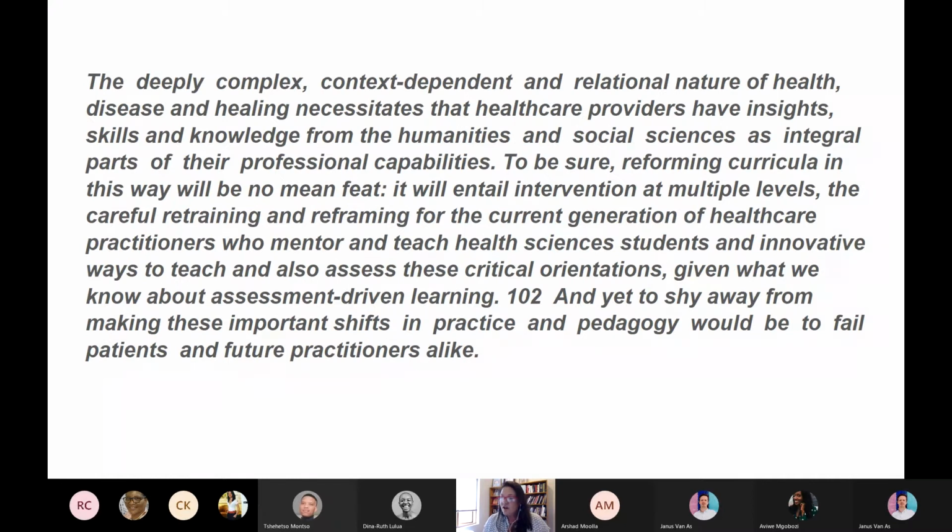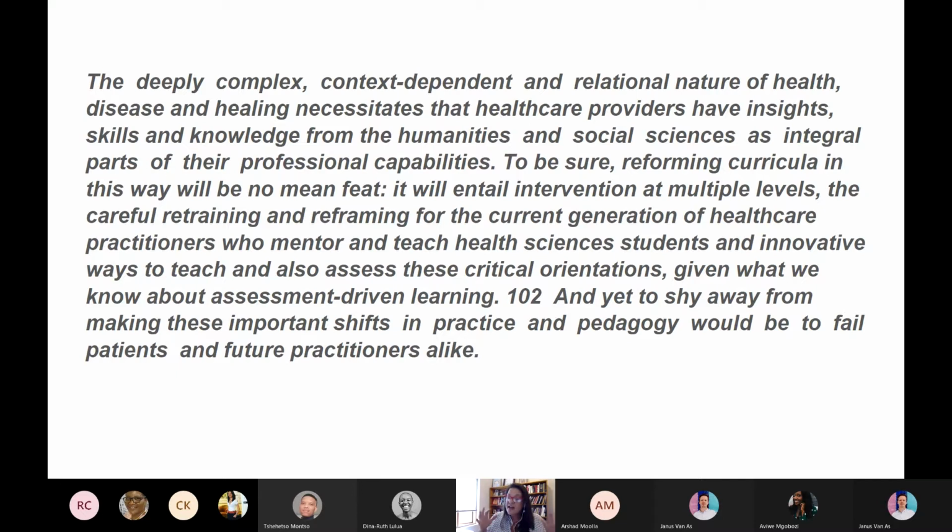They argue in the conclusion of this article, which is about 8 pages long that I asked you to read, that to achieve these goals is deeply complex, that it's context dependent. There's not a one-size-fits-all curriculum, and that the relational nature of health and the health sciences, of disease and of healing, necessitates that healthcare providers have insight, skills, and knowledge from different disciplines and that these are not extraneous to or addable on. They are actually integral to the whole development of professional capacity in the health sciences.